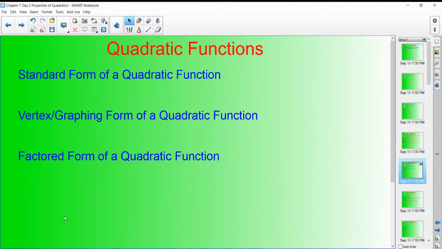So today, we're going to introduce three forms of a quadratic: standard form, vertex form, also called graphing form, and factored form. Now, I recommend setting aside half a page or even a full page of notes for each form, because each form has a lot of good information it tells us. Depending on what information I want to know is which form I would like to have. So let's start looking at some of the forms.